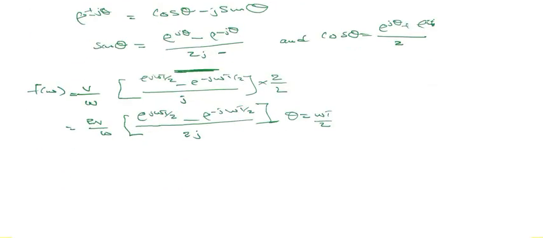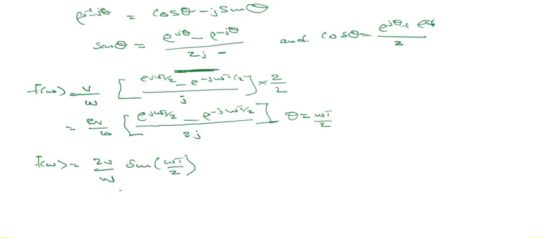So now we can further simplify our equation too. We can say f of omega is equal to 2v over omega. So instead of putting this, since we said our theta is equal to omega t over 2, we can say sine omega t over 2. So now you see that we have simplified our equation using the Euler identity.